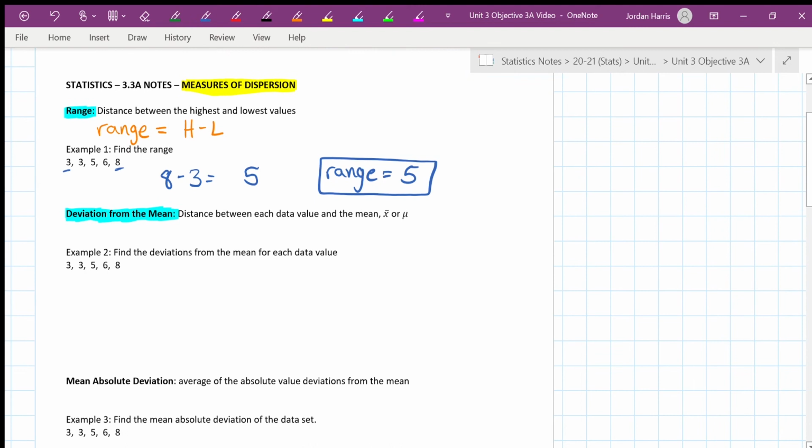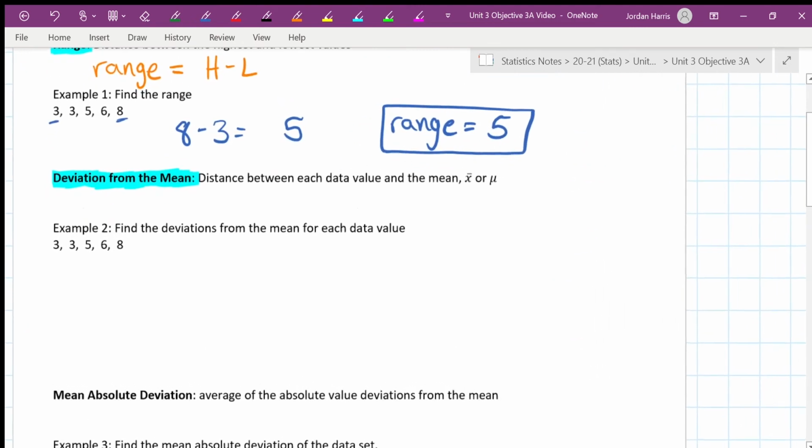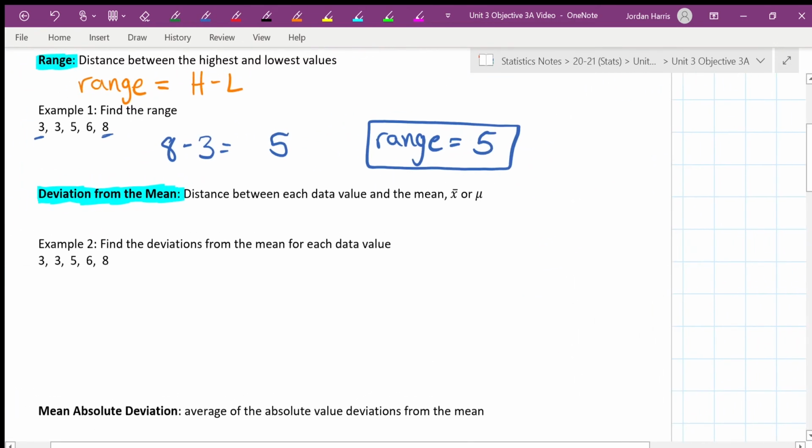That's where deviation from the mean comes from. This one isn't quite used as much. Well, I guess this is used, but we may take it one step further. This is the distance between each data value and the mean. Remember that we have two symbols for the mean. This is the sample mean, x bar. This one is population mean, mu. So that's just a reminder of those.